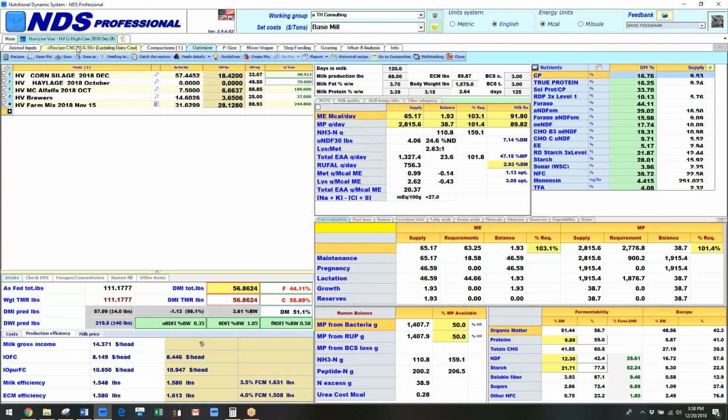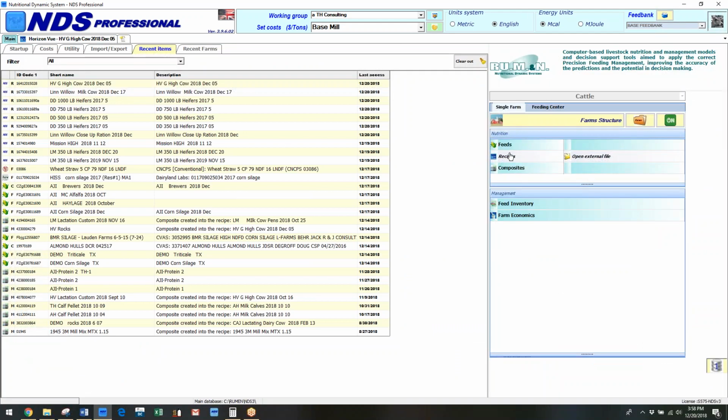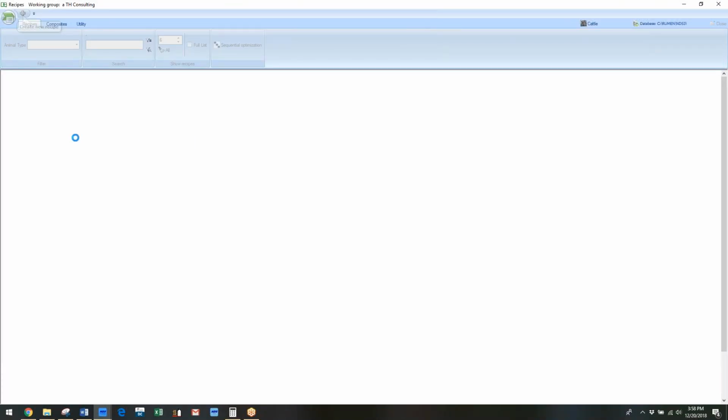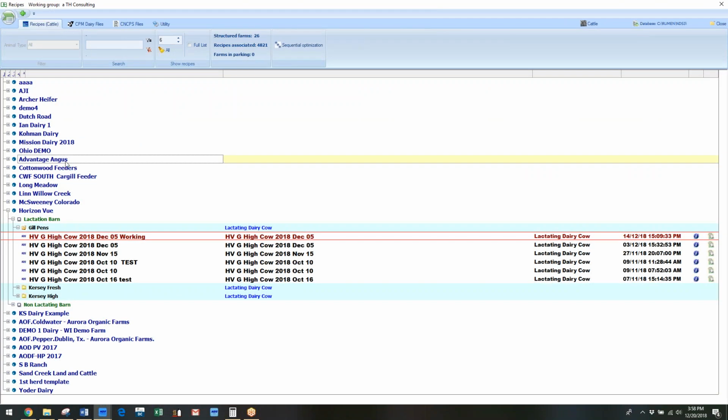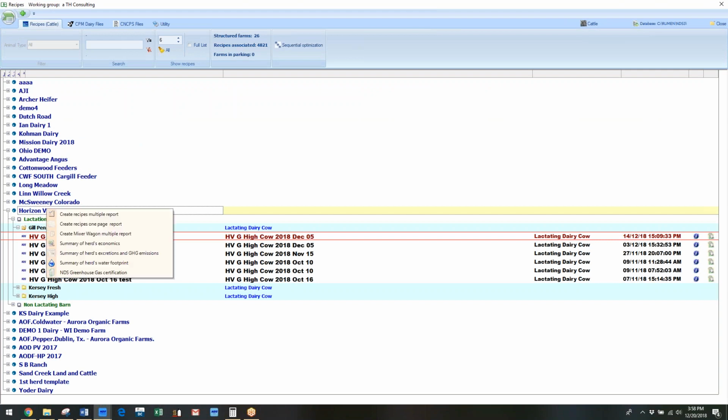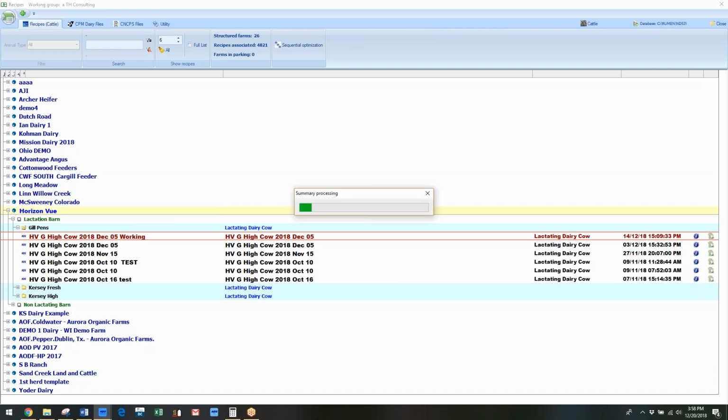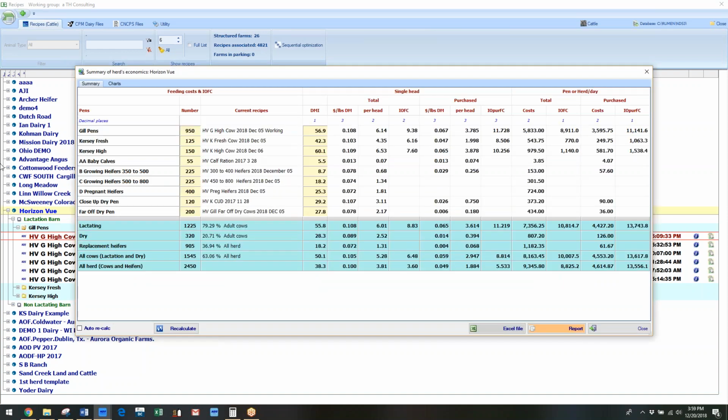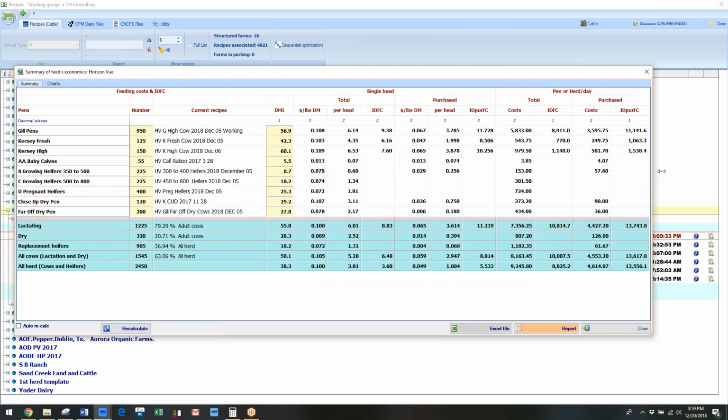One last thing we'd like to look at, and we might just use this farm as an example, is we'll go to the main menu, recipe, and we'll go to that farm and look at the whole herd economic. So if I go to the farm and I right mouse click on the farm name and go to the summary of the herd economics, what it'll do is it'll go through and read each ration, and as I have that production level set, that is actually what the farm is producing in the input area, it generates the economics from there. And as I look there, then I will get this graph. And so basically it's a summary of all the recipes.